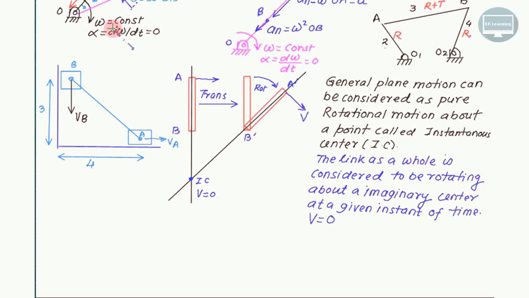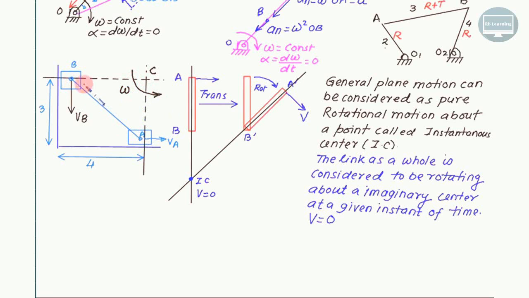So what you do is that you draw a perpendicular to this velocity vector because you know the direction, and where it will intersect we don't know. And you draw one perpendicular to this velocity vector. These two perpendiculars will intersect at a point. Where they intersect, that point will be called IC. So temporarily you can assume that this member and this member will rotate about the point C with a constant angular velocity omega.